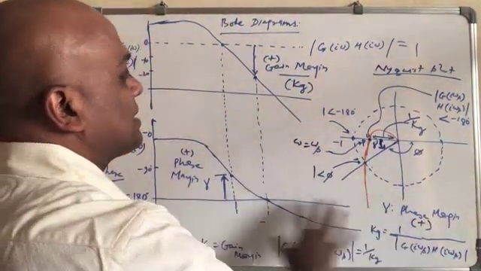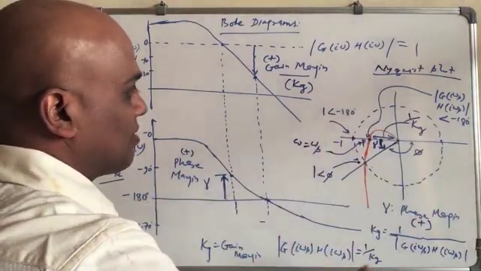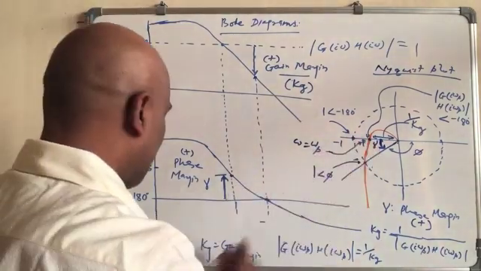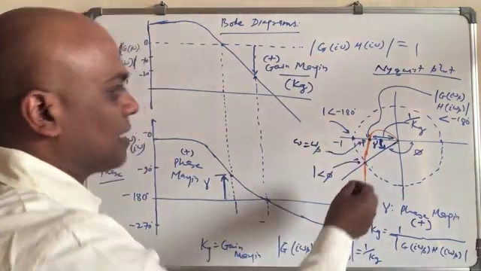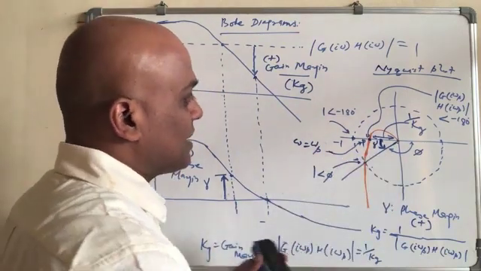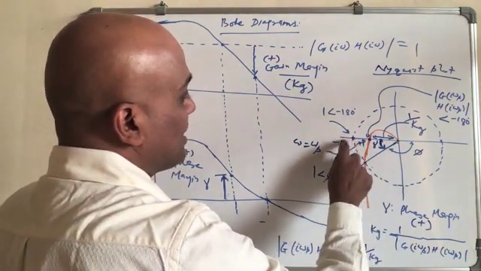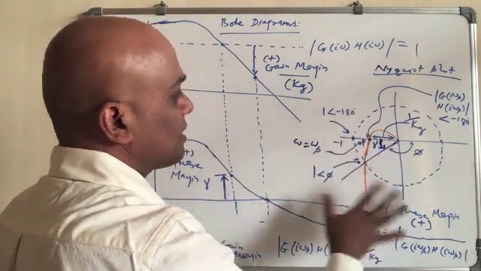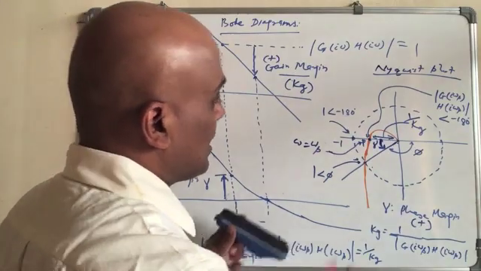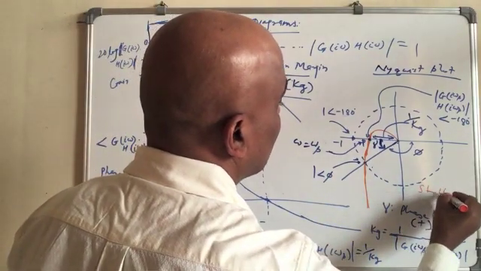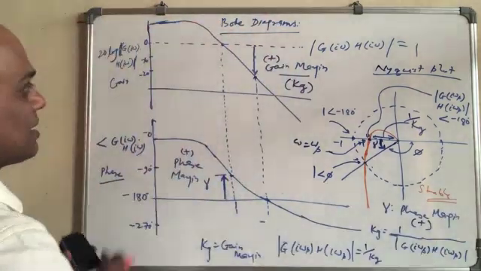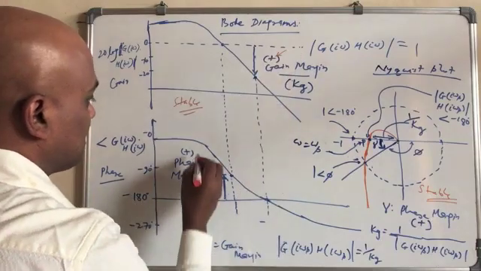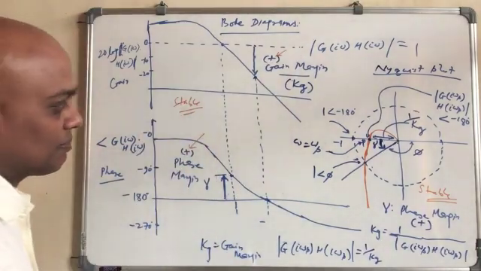Looking at this, you can find out whether it is stable or not, and how stable. This phase margin and gain margin give you a measure of that. If it is avoiding this -1, going like this, then it is stable. When you have a positive phase margin, that means it's stable. This is positive, and this is also positive, hence it's stable.